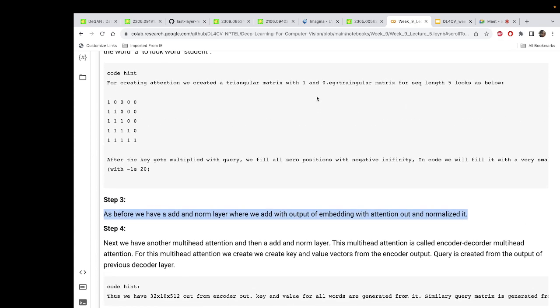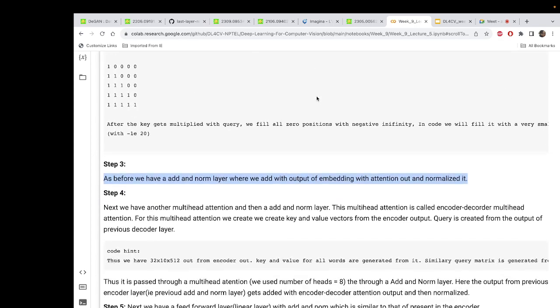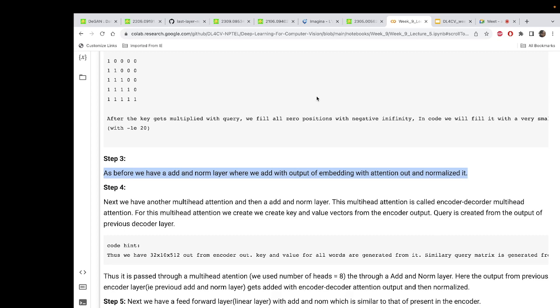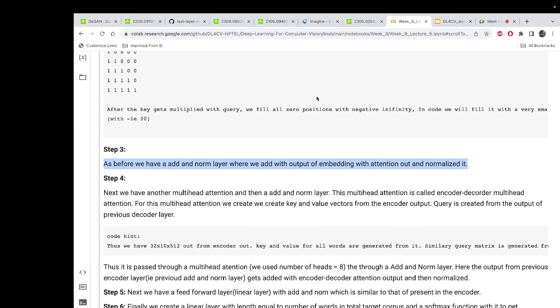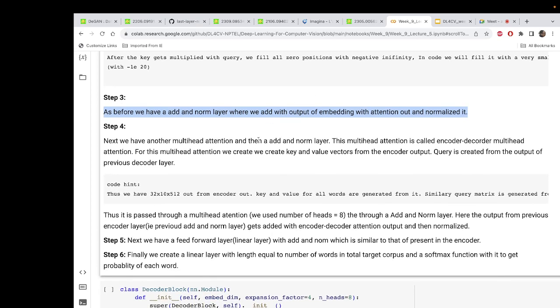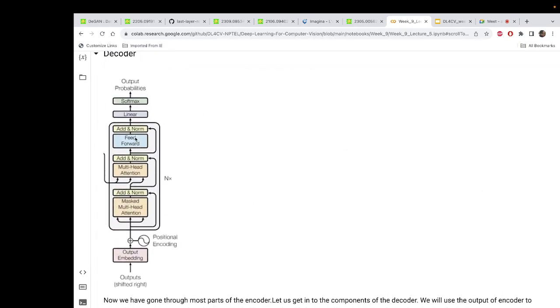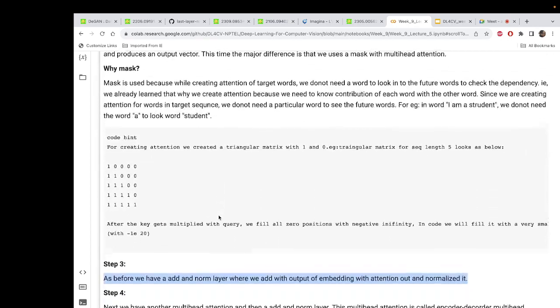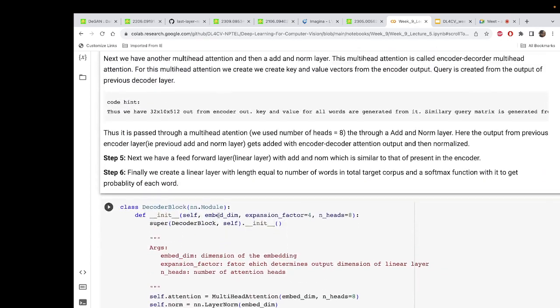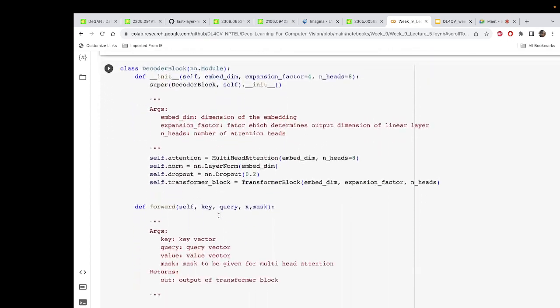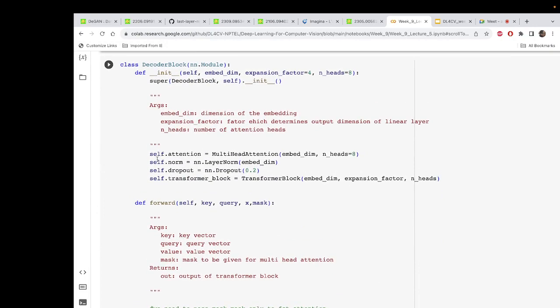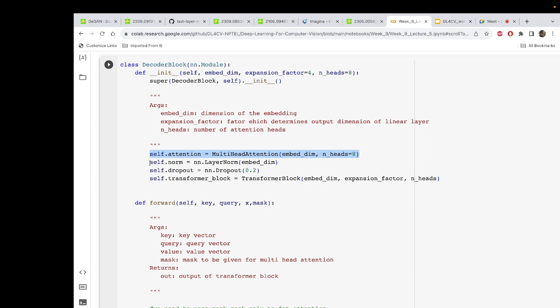After the masked attention, the next step would be to have a multi-head attention with respect to the encoder, and finally there is a feed forward neural network that we saw here, right, with an add and norm. So, the add and norm part is common, right. So, this is the decoder block. There is a self attention, again a multi-head attention block, right. There is a layer norm, there is a dropout and there is a transformer block, right.